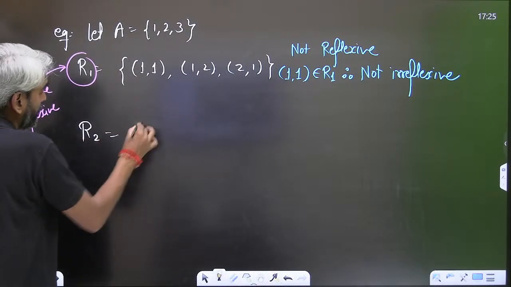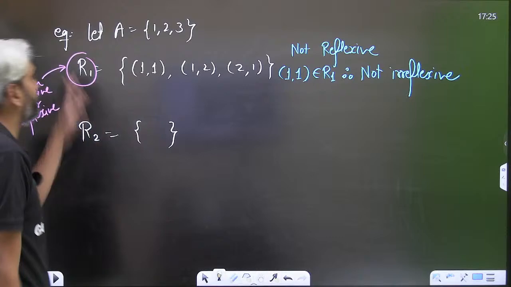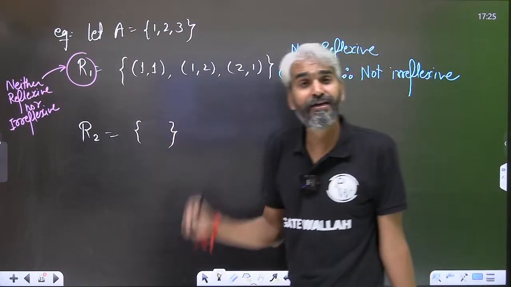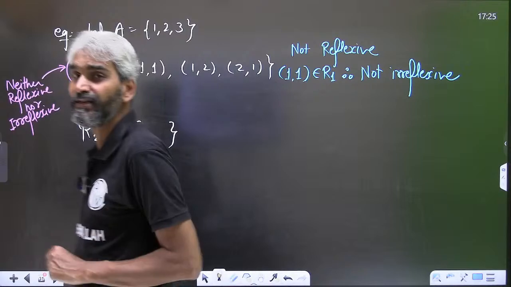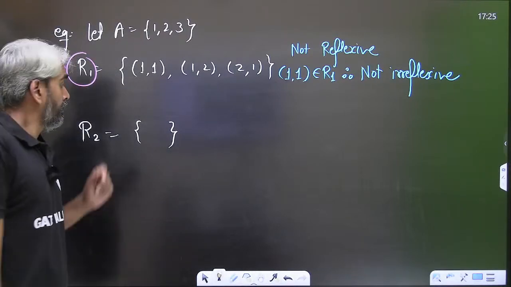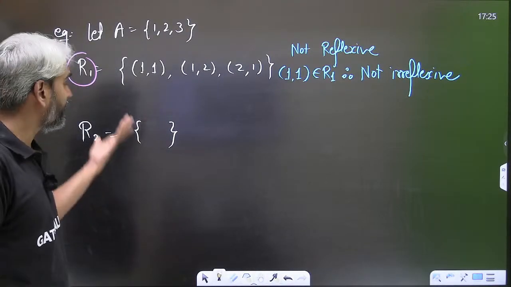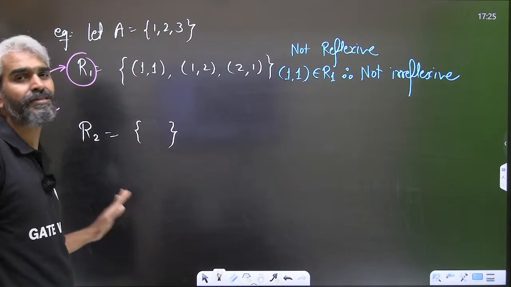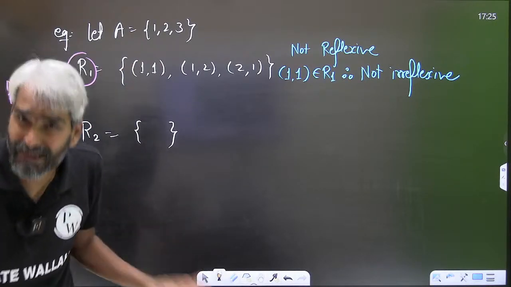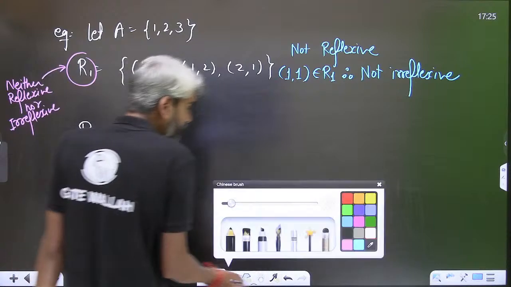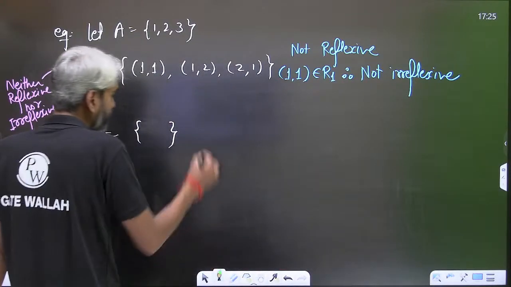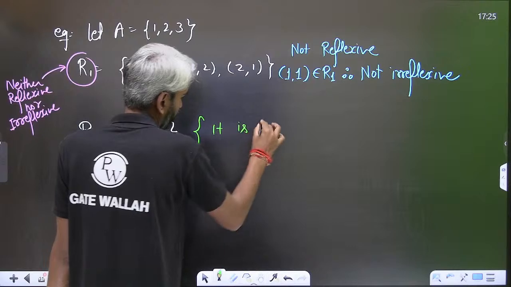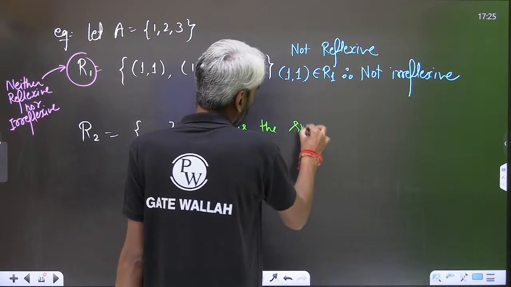Similarly, sir, the simplest subset of A cross A is the empty set. Please tell me, is the empty set an irreflexive relation or not? Yes, sir. The only condition is that the diagonal ordered pair must not be present. For any other ordered pair, there is no condition. Therefore, can I say it is the smallest irreflexive relation?